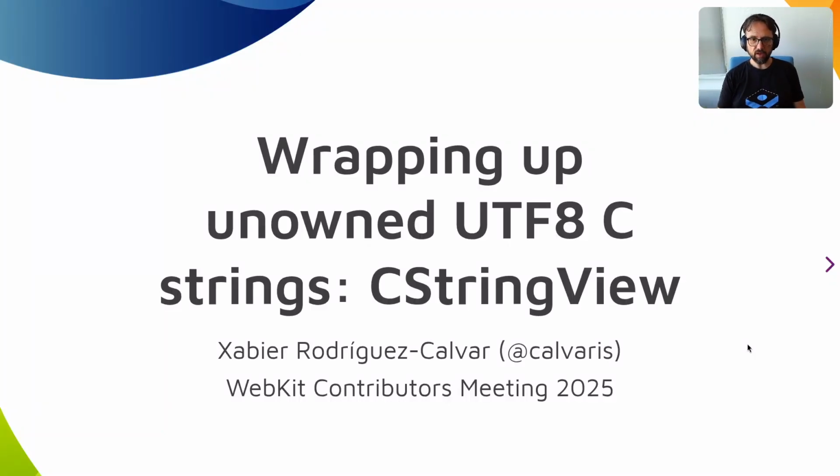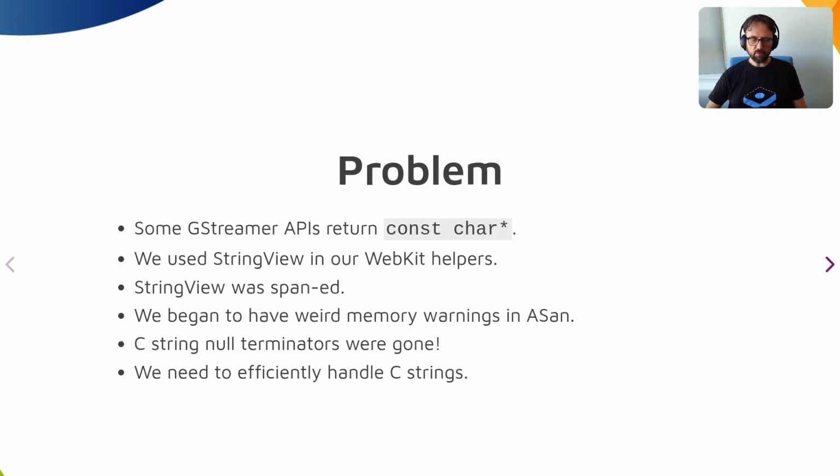Thank you for having me and allowing me to speak about the subject of unowned UTF8 C strings. So the problem is that sometimes we have some GStreamer APIs or some C APIs that have an object, and when you query some property on that object, it's going to return a const pointer. You have guaranteed that the lifetime of that pointer is going to be alive while the object is alive.